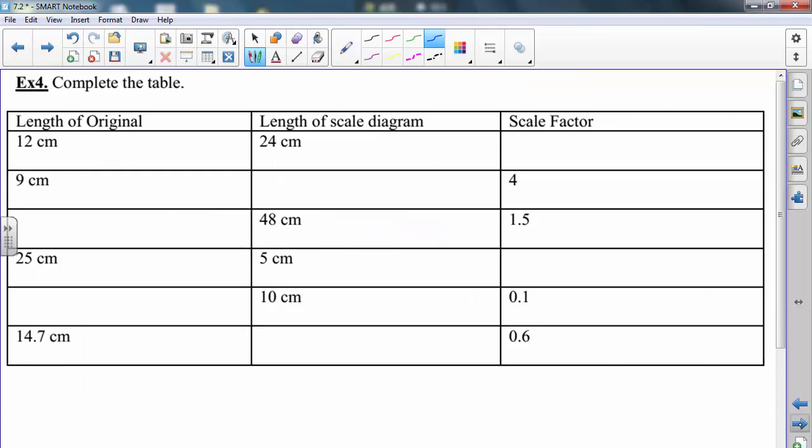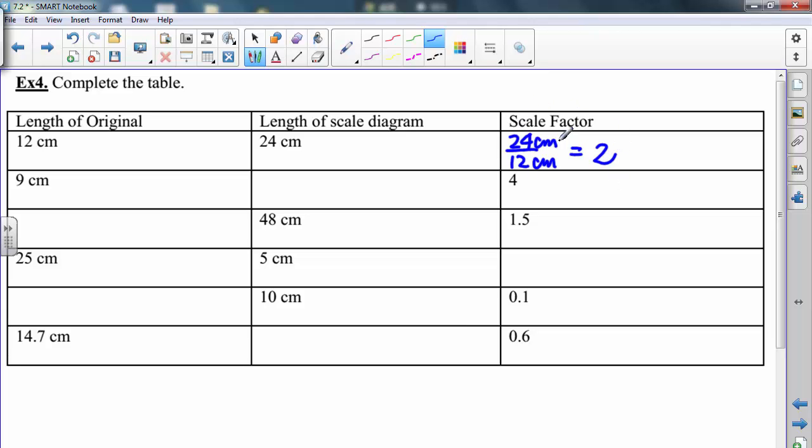Example 4. Let's complete the table based on different given conditions. The first one is we know the length of original and the length of scale diagram. We want to find the scale factor. If we want to find the scale factor, we use the length of scale diagram divided by the length of original. So it will be 24 centimeters over 12 centimeters. Cancel the units, centimeters. We will get the scale factor 2.